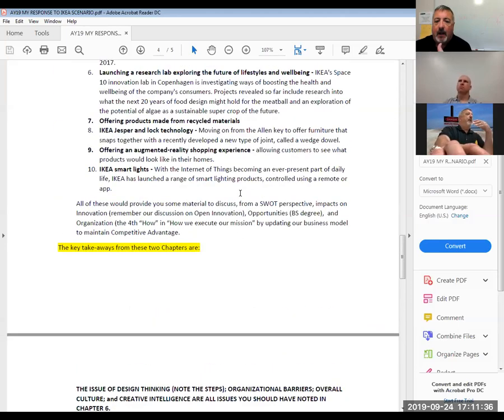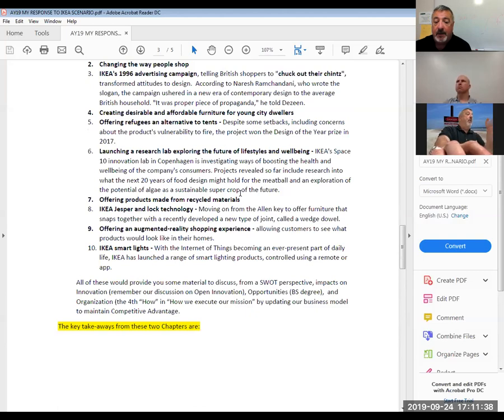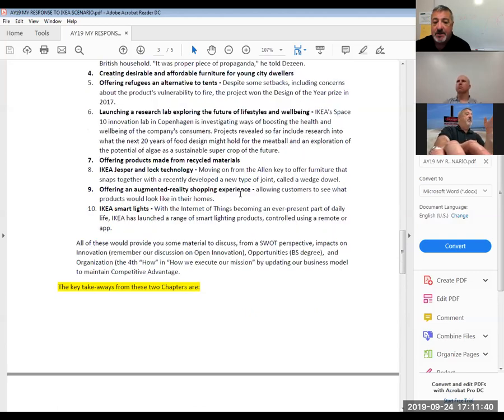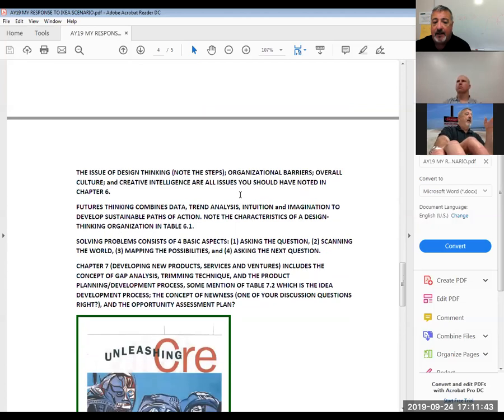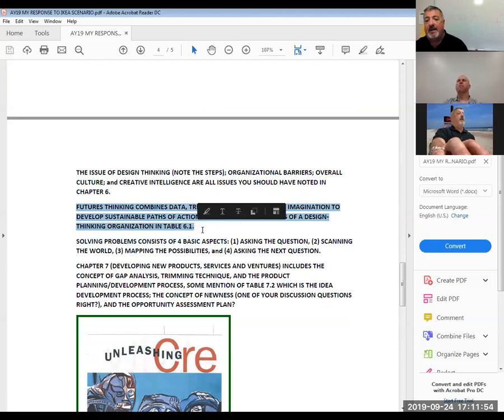Anyway, you did a great job. You normally nail them, but that was some of the stuff I was looking for. And then remembering out of last week, it wasn't just design thinking, it was futures thinking, where we're combining data, trend analysis, intuition, imagination, developing sustainable paths of action. In other words, knowing what we're after and how we want to get there.